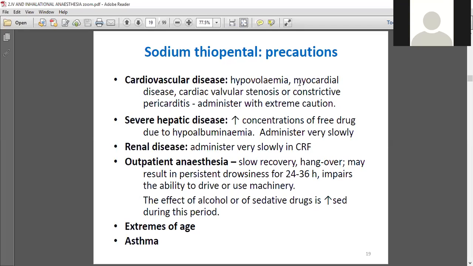Then outpatient anesthesia: slow recovery and hangover may result in persistent drowsiness for 24 to 36 hours, so patients should be careful not to drive or use machinery. The effect of alcohol or of sedative drugs is increased during this period.